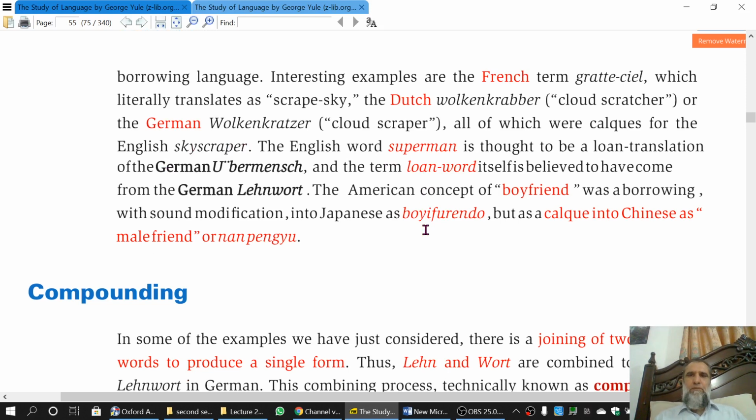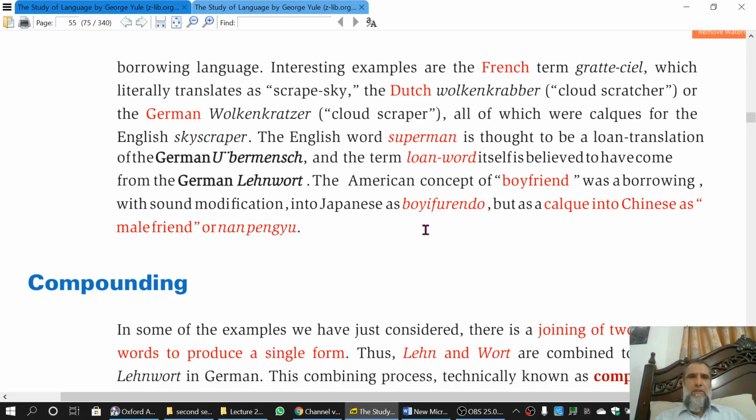The English word Superman is thought to be a loan translation of the German Übermensch, and the term loan word itself is believed to have come from the German Lehnwort. The American concept of boyfriend was a borrowing with sound modification.